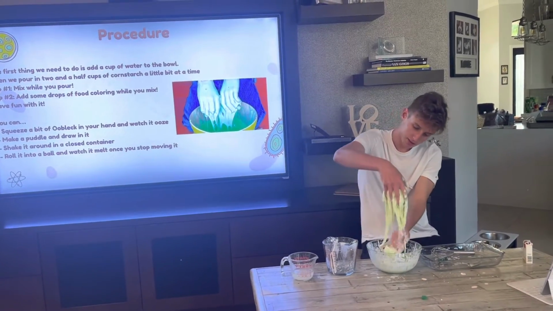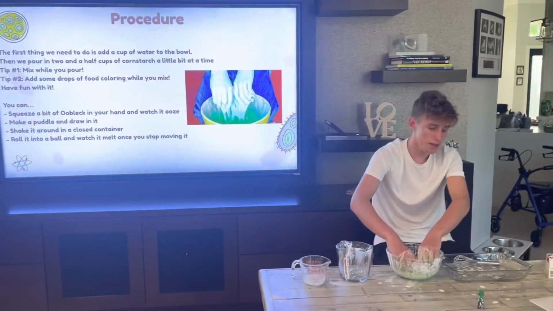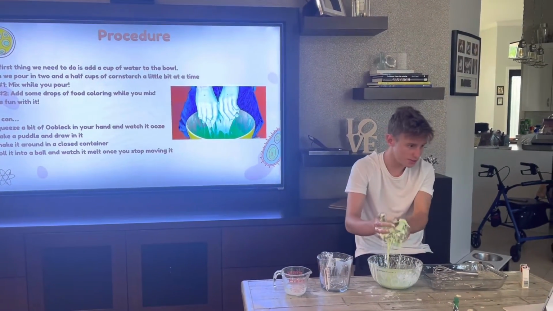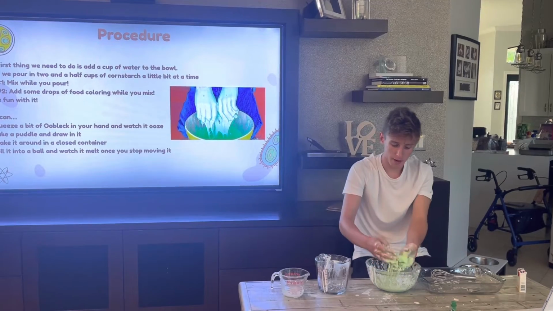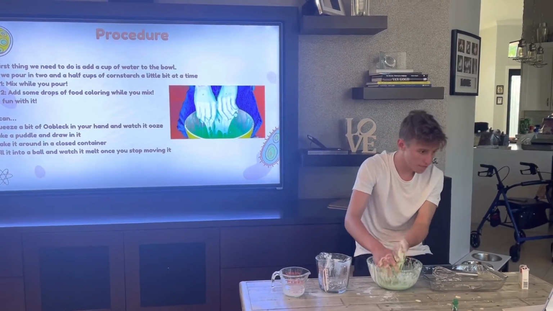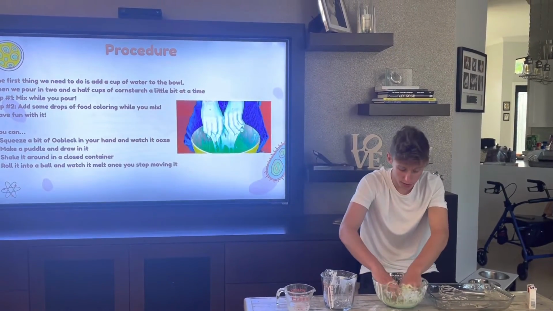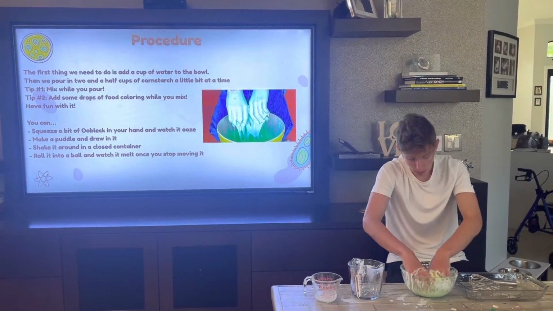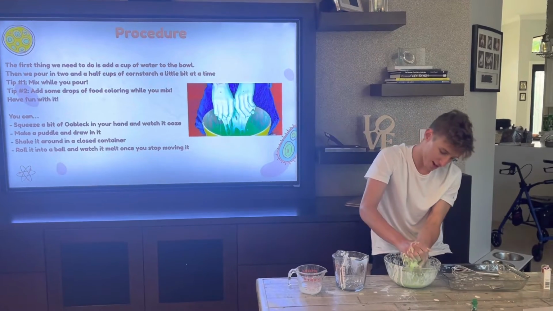And here it is. Look at this. It's amazing. So fun things you guys can do with the Oobleck is squeeze it and make it into your hand and watch it ooze. You can make a puddle and draw on it. I don't have any pens here, but you guys can do that. You guys can shake it around in a closed container and watch how it forms. Or you can roll it into a ball and watch it melt in your hand.